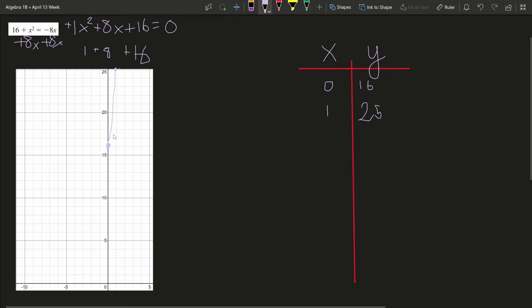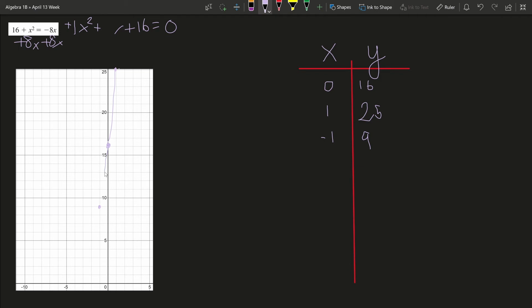Since it's going this way, we know that our vertex is going to be to the left side, right? You can see the way it's angling already. It cannot go this way, right? So that means let's look for our next point at -1. So when you plug in -1, you get 9. So -1, 9. 9 would be right here.